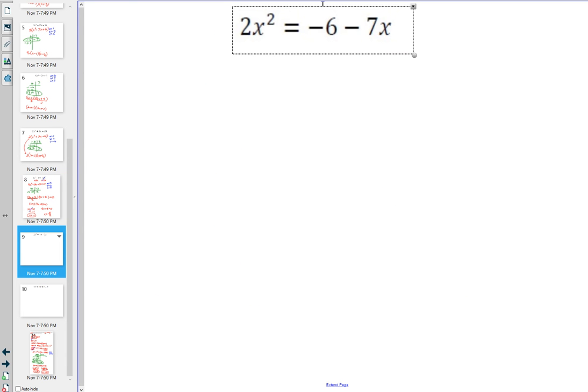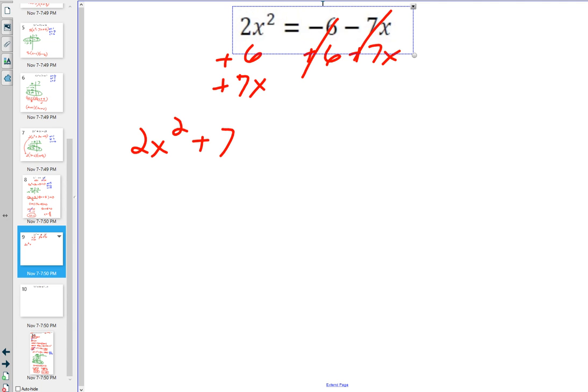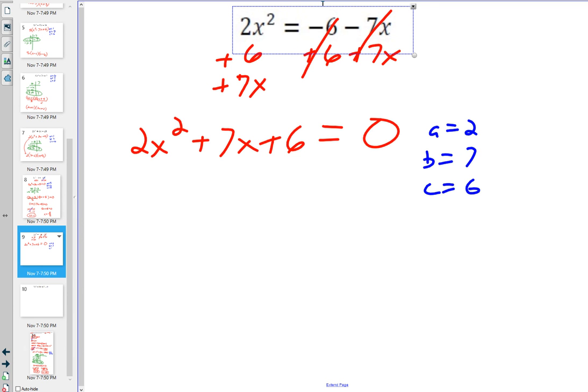First step is not GCF. First step on an equation is to make it equal to 0. I want to write this in standard form. 2x squared plus 7x plus 6 is equal to 0. There is no GCF. It's not a perfect square trinomial, so A is 2, B is 7, C is 6.